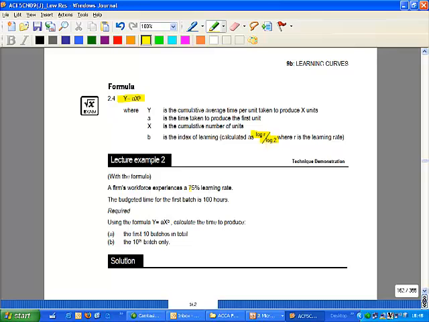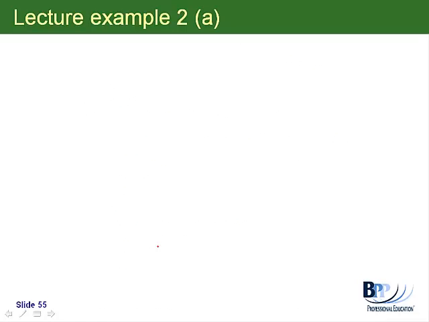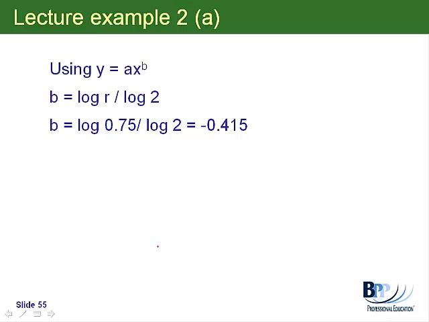Same set of data as before, a 75% learning rate, and the first batch is 100 hours. But this time we've got to calculate the time for the first 10 and then the time for the 10th batch. The first thing it's worth doing is finding your value for b. So log 0.75 over log 2 gives us minus 0.415. Now, you should always have a minus here because our time is reducing. So if you haven't, you've done something wrong when you put that into your calculator.